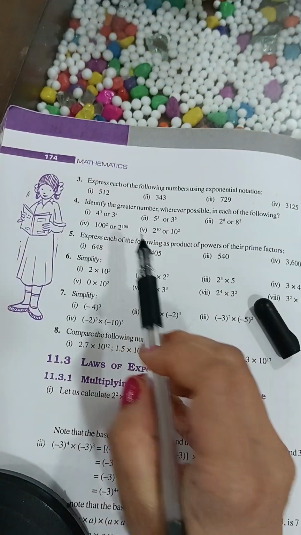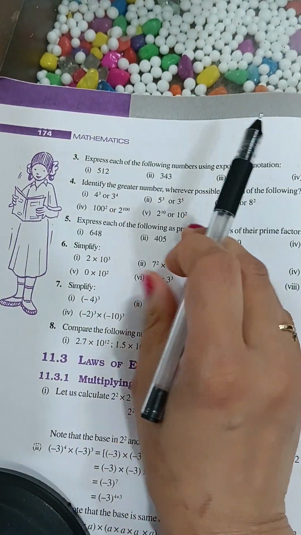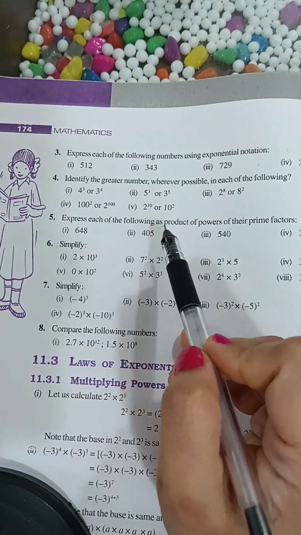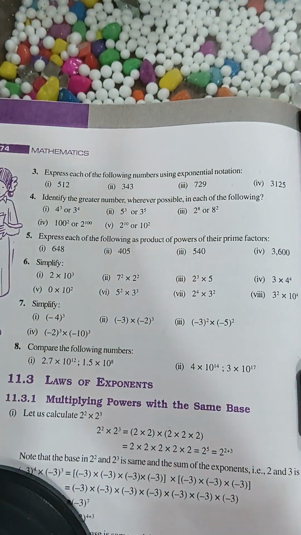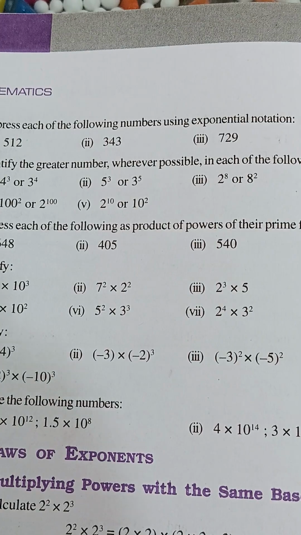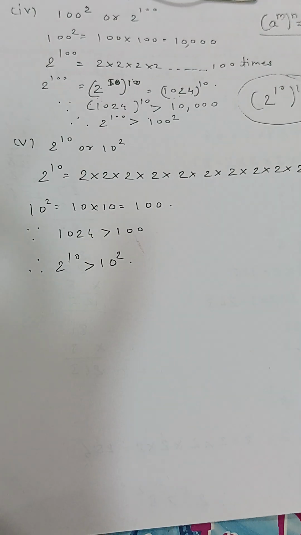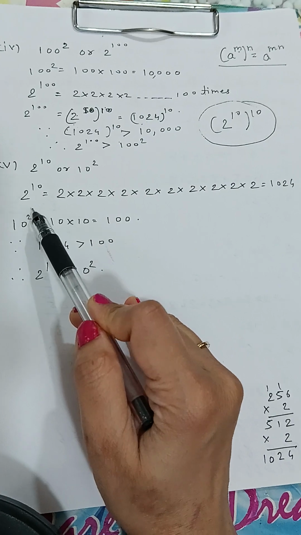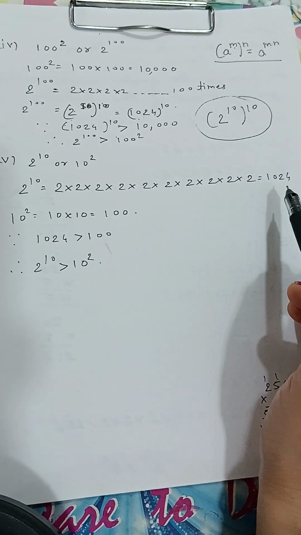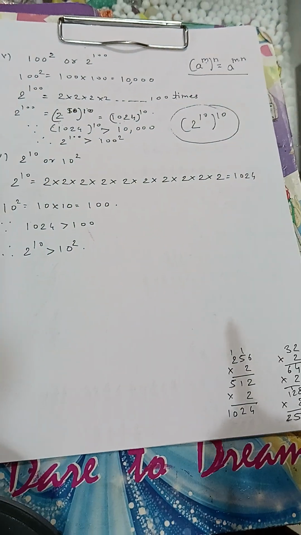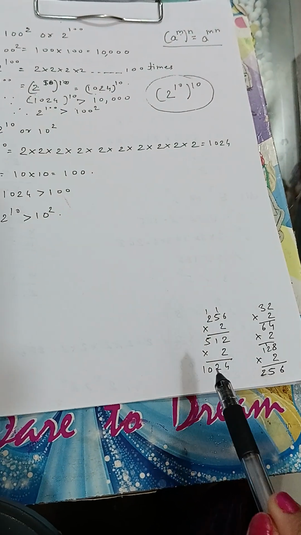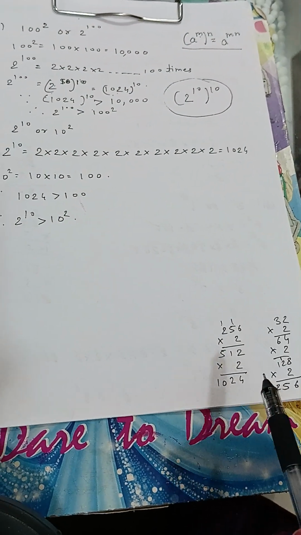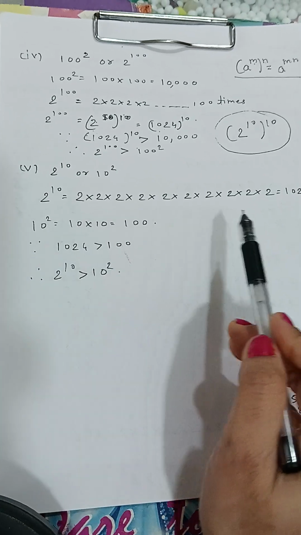Let's practice the last question here. The question is 2 to the power 10 or 10 to the power 2. So this is a little easier. I have solved this for you here on the paper. If you multiply 2, 10 times, you will get 1024. See, I have solved it here. So 1024 you will get as the answer.